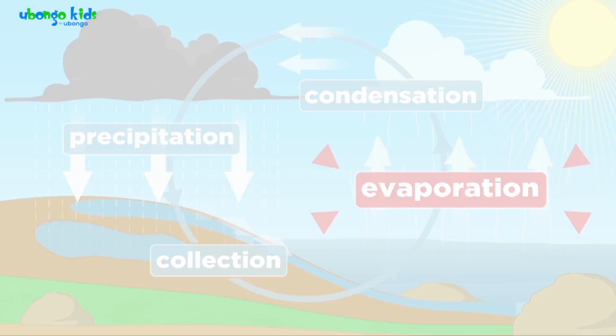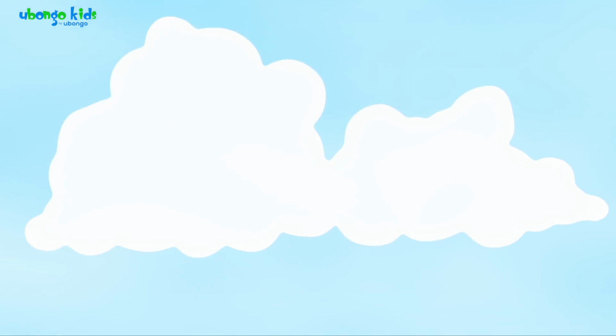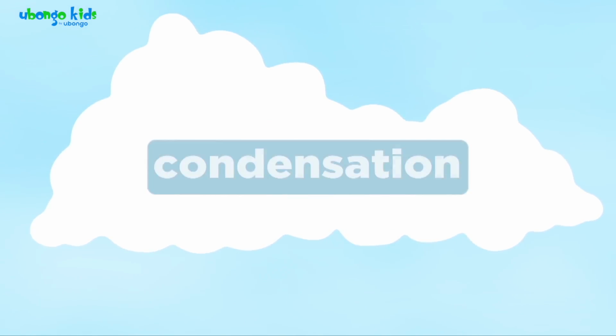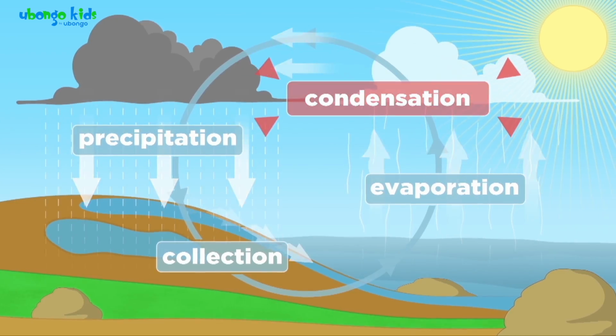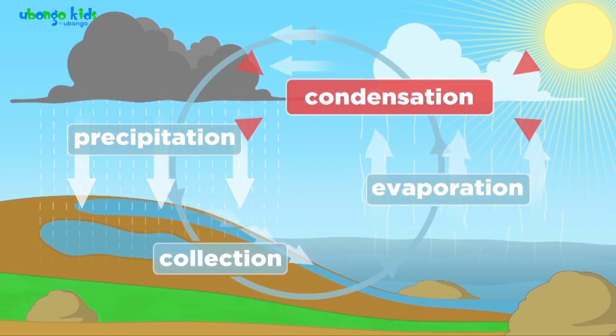Evaporation, the vapor gets so cold up in the sky, it turns into drops of water or ice. The drops then gather together to form the clouds way up above. It's called condensation. Condensation, it's part of the water cycle.